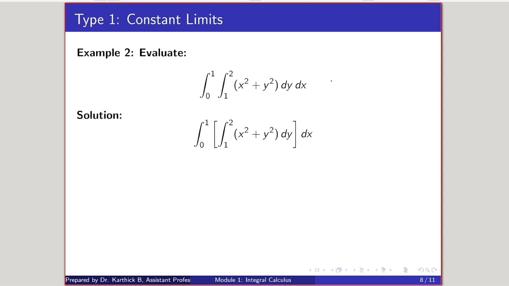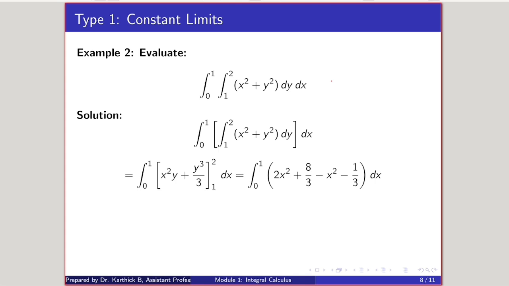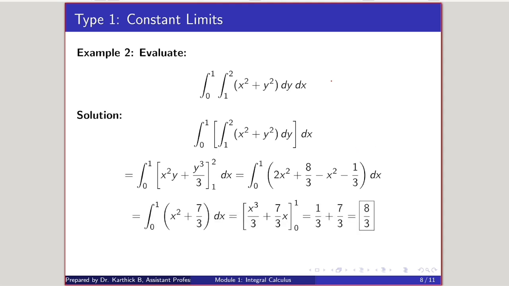I'm doing the same procedure. First, I will evaluate the inner integral. I will substitute the limits and I may get the outer integral. With this, I may evaluate this outer integral. After the simplification, I may substitute the limits. I'm getting the same thing, 8 by 3.